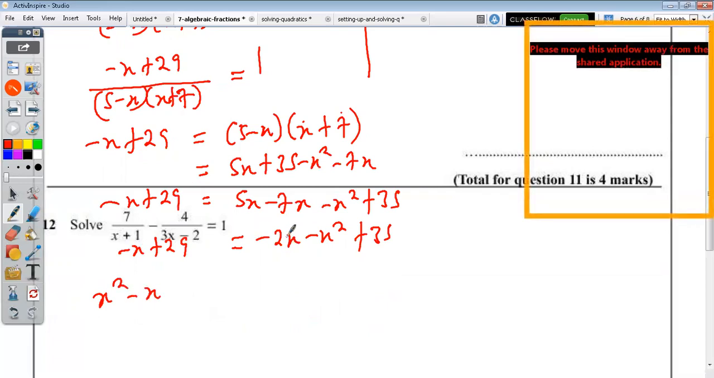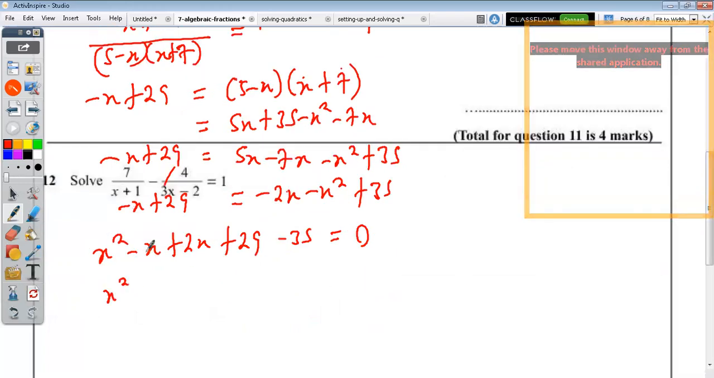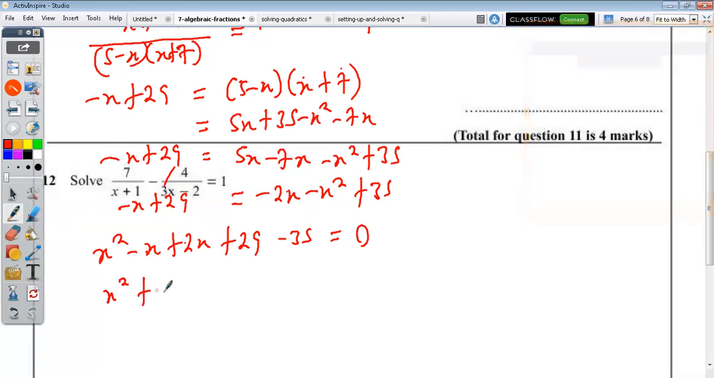Then I move the negative 2x the other side, it becomes a plus 2x. Then I've got a plus 29, the left side. I move a 35 there, it's a minus 35. That is equal to 0. Now this gives you x squared, negative 1 plus 2 is a plus 1, so it's a plus x.